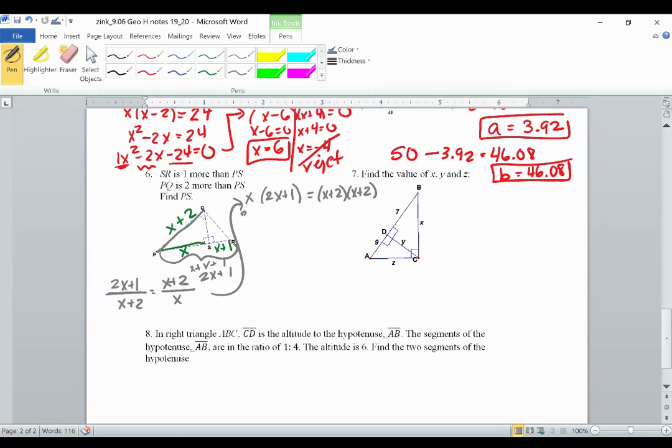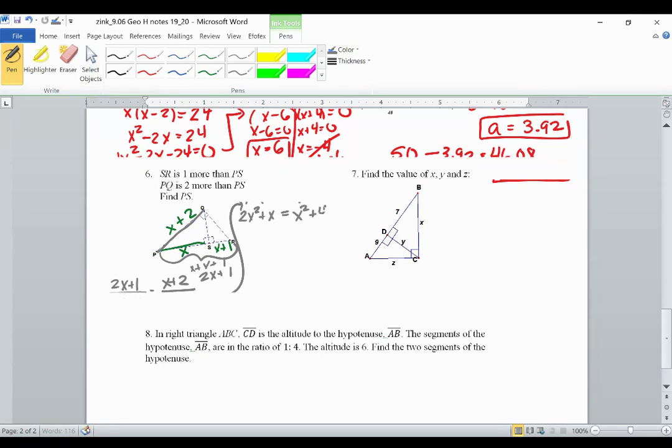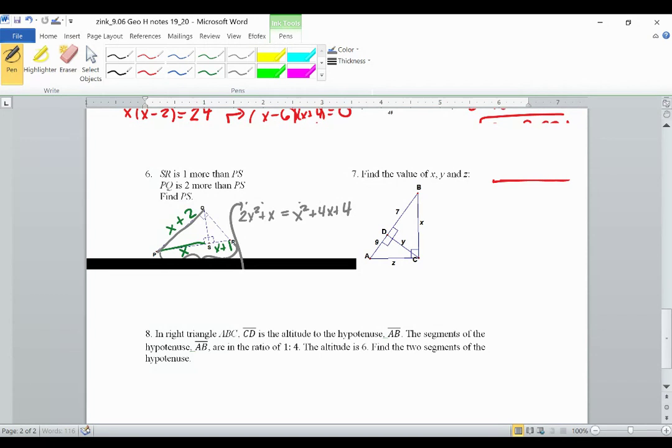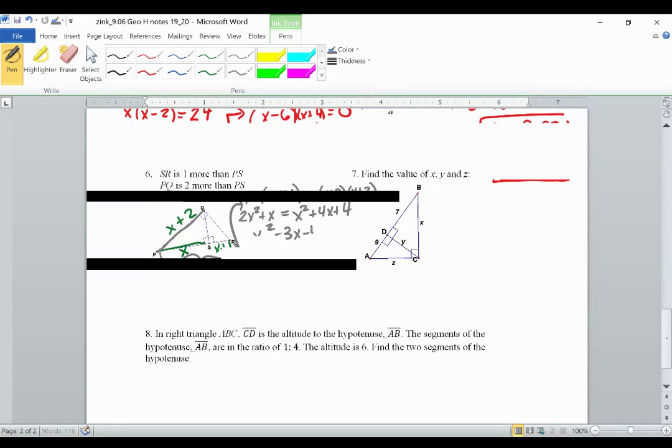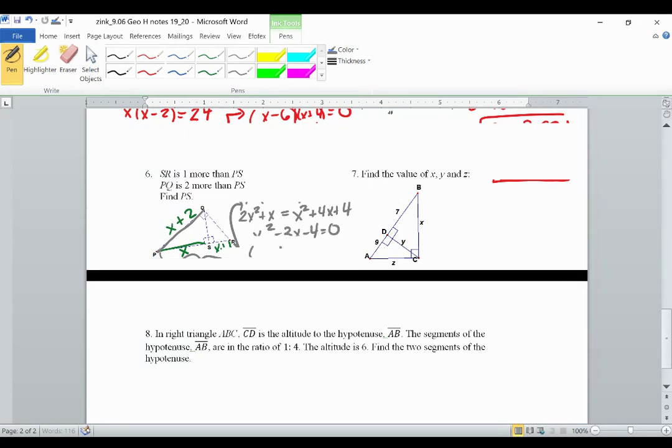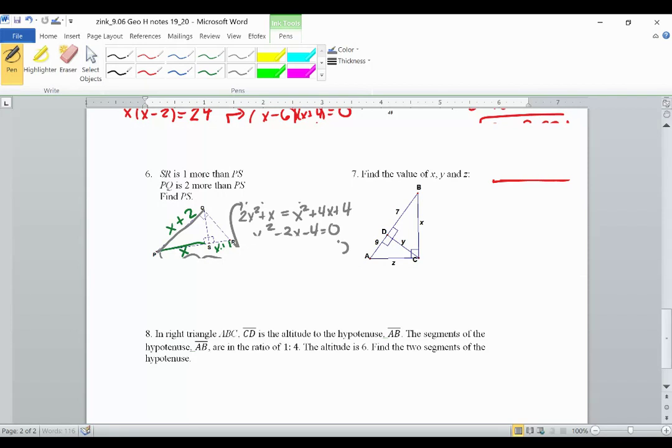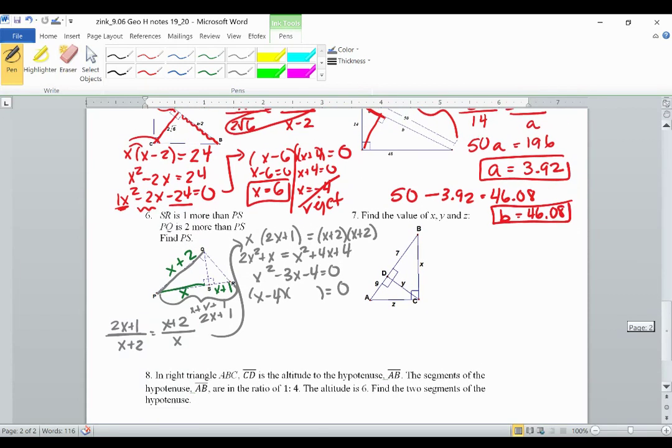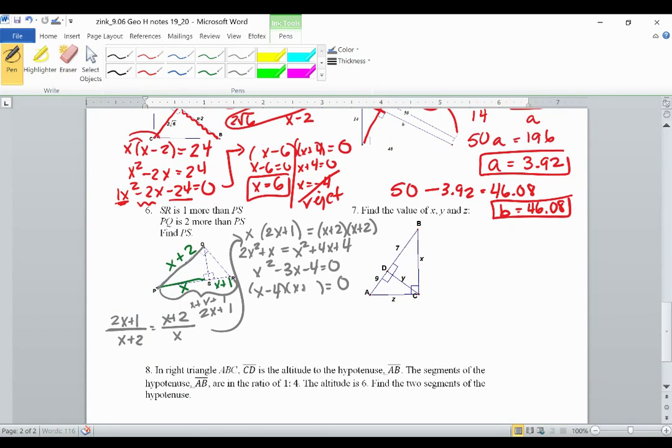So we end up with 2x squared plus x equals, and then if I FOIL that out and combine my like terms, I get 4x plus 4. Continuing to solve, I would get x squared minus 3x minus 4 equals 0. I have a quadratic, so I'm going to factor into x minus 4 and x plus 1. Draw my line, solve.